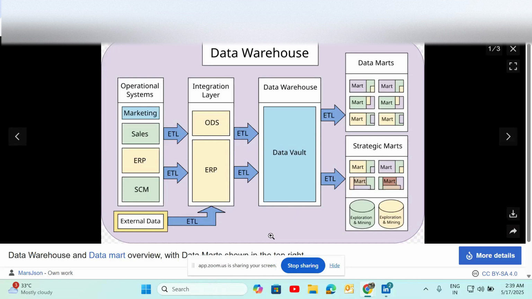First of all, I'll tell you, operation system is nothing but a source system like a legacy system. Marketing, sales, ERP, SCM, and external data. These are all related to our business area. For example, an insurance company has these. I understand that.